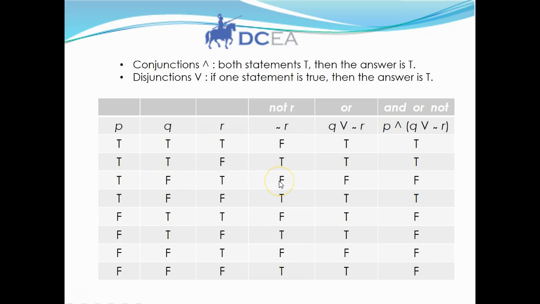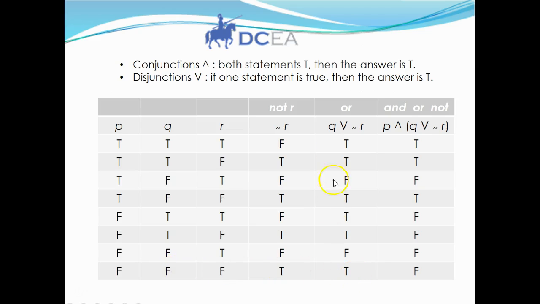False, false, our answer will be false. There's no true statement in there. False, false, false, true, true. True, false will be true. True, true will be true. False, false, false. And false, true. And the last column is false, true, and true.